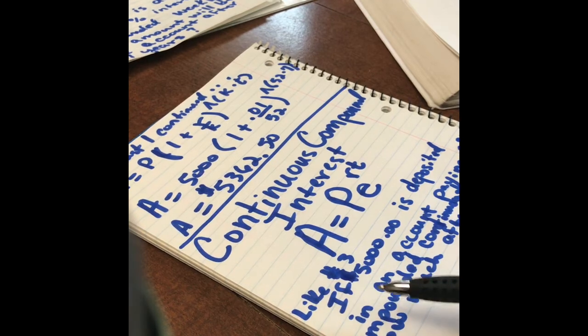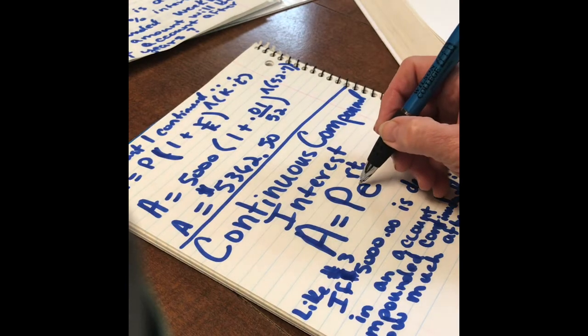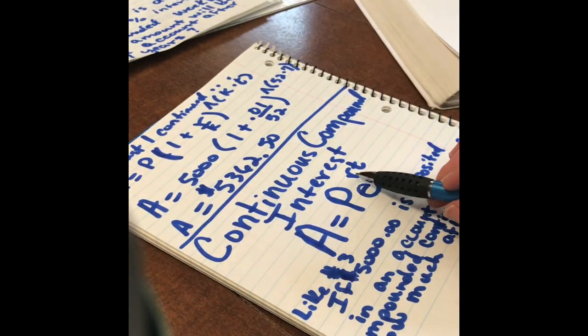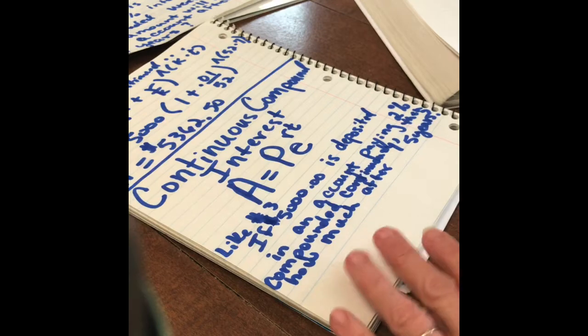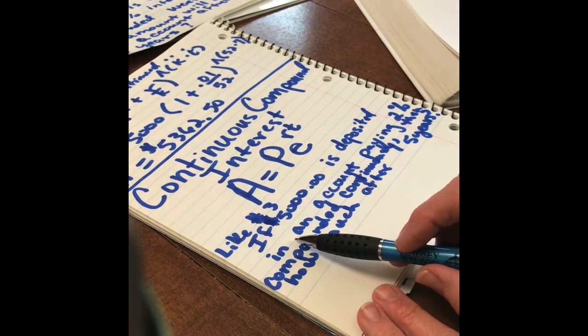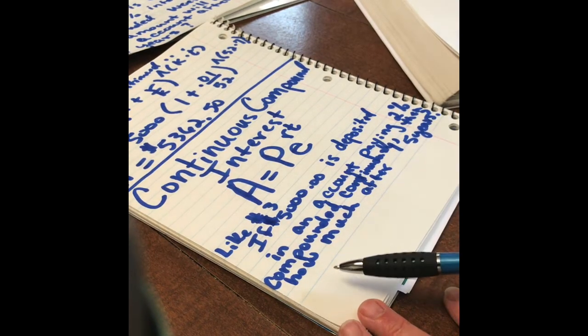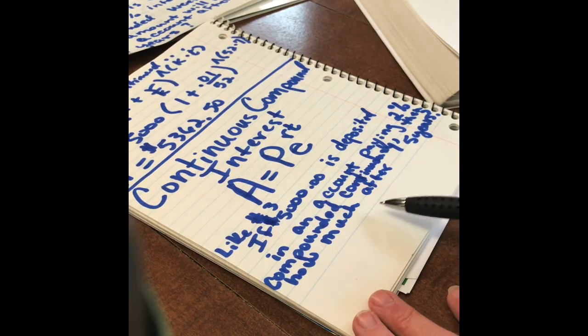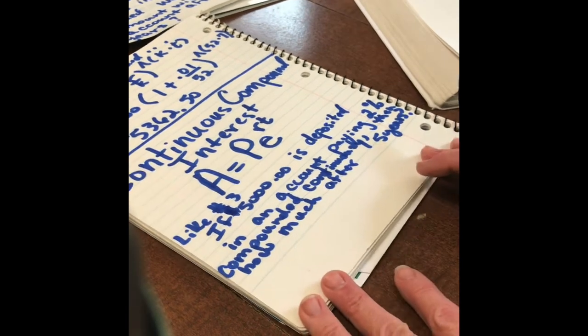I always say, if you can remember Pert shampoo, you'll remember the formula: it's the principal times the base E raised to, that's an exponent, it doesn't show the hat, but that's raised to the rate times time. So this problem is like number 3 on the take-home test. It says if $5,000 is deposited in an account paying 2% compounded continuously, how much would you have after 5 years?